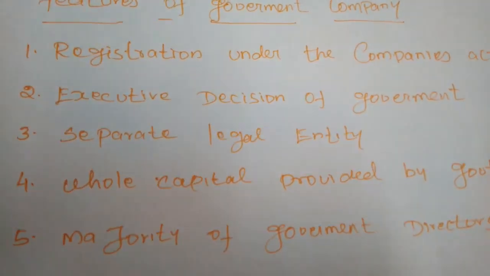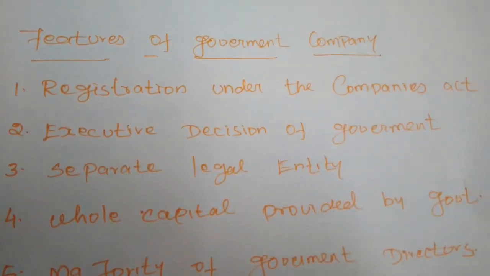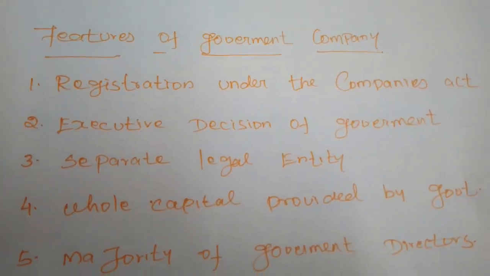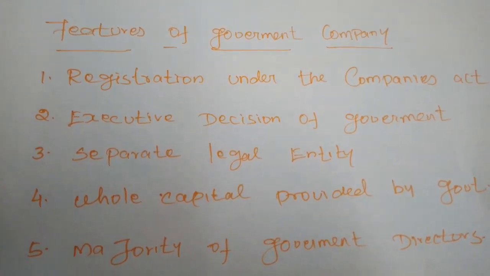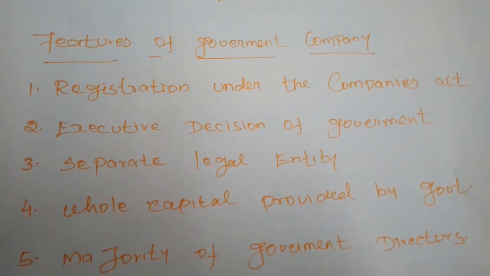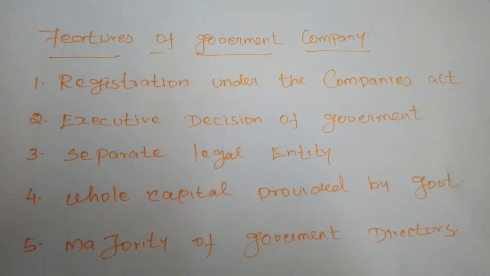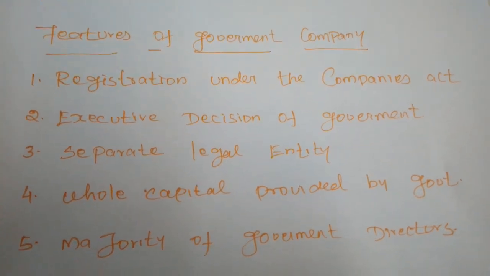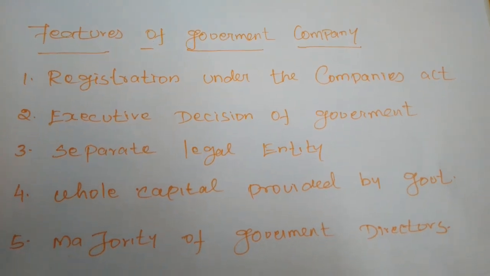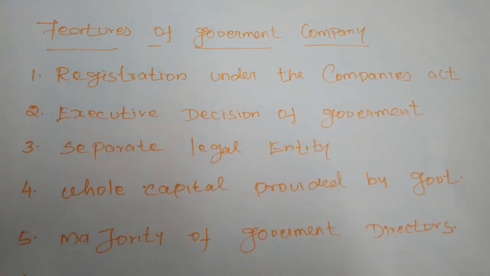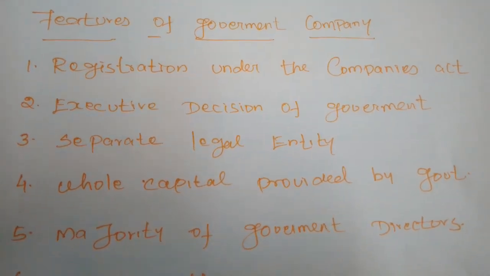Registration under the Companies Act. A government company is formed through registration under the Companies Act 1956. In 1956, the Companies Act was enacted. Normally, the way a joint stock company is registered, on the basis of the same procedure the government company is also registered. And it is subject to the provisions of this act like any other company.